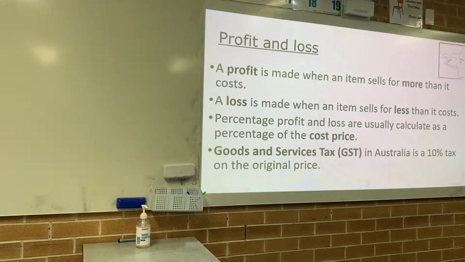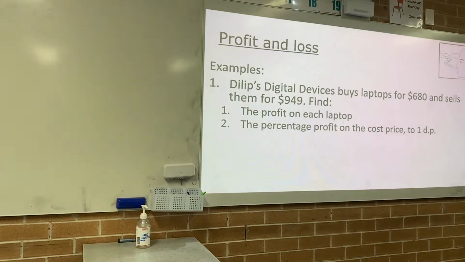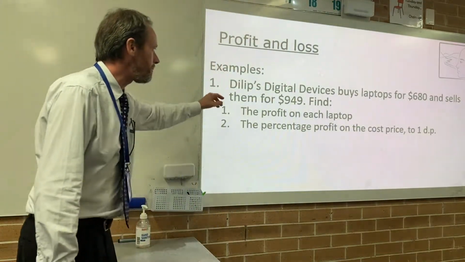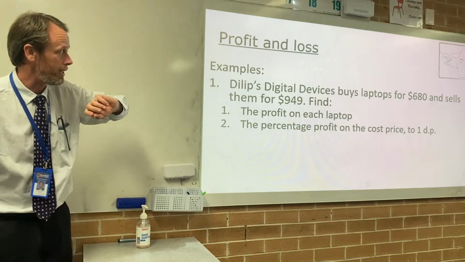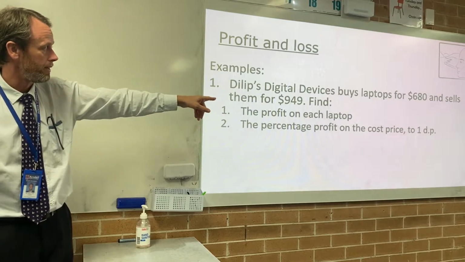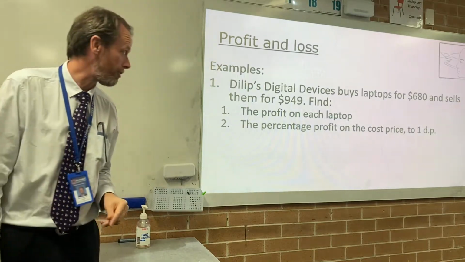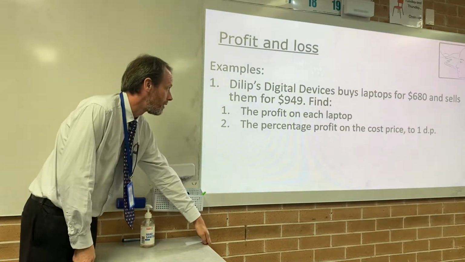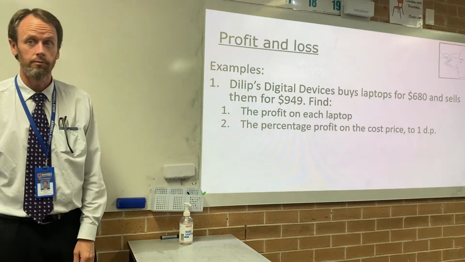All right, let's do some examples, because this is where the rubber hits the road. Let's begin with Dillip. I used to have a friend at school whose name was Dillip. I like the name, I think it's a cool name. But what he does, he buys, in Dillip's Digital Devices, laptops for $680 and then sells them for $949. And what we want to find is the profit on each laptop.